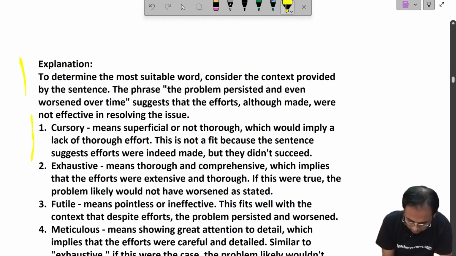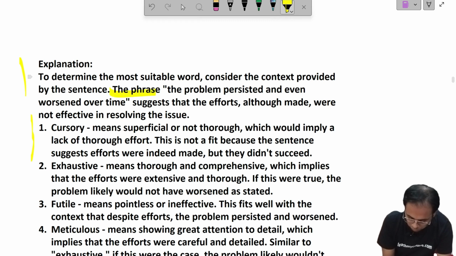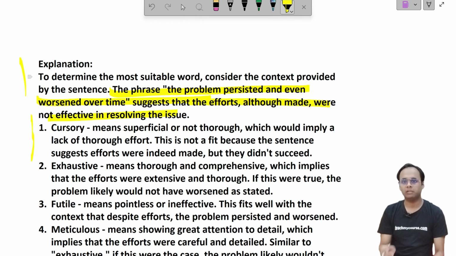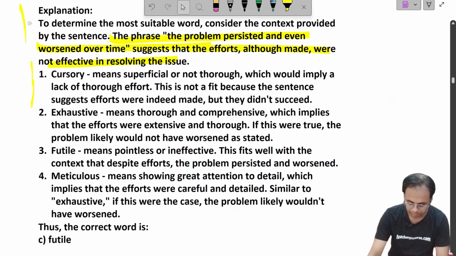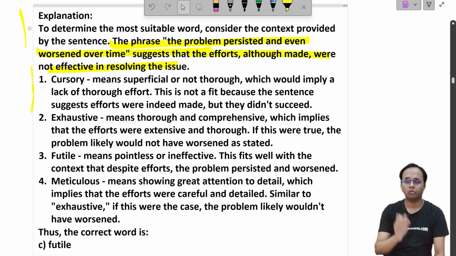Okay. Now it says the phrase, the problem persisted and even worsened, suggests that efforts were made, but they were not good enough or effective in order to resolve the issue. Okay, so let us see all the 4 words in the options one by one.